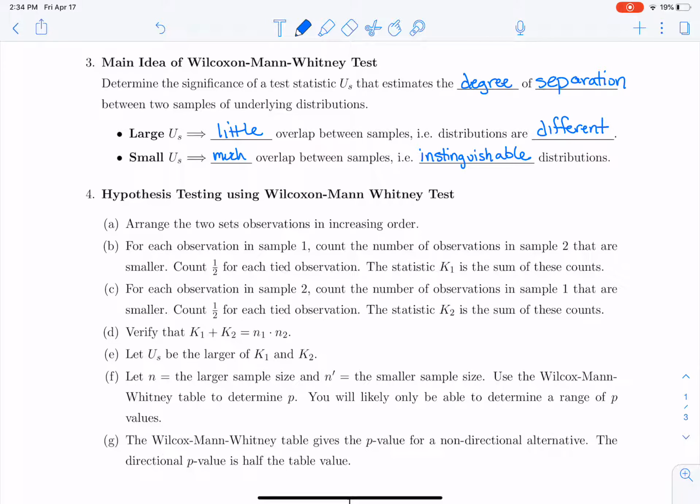So just like all of our other statistical tests, we're going to be looking for a large test statistic to tell us whether there's a small probability of rejecting the null hypothesis given that it's true. On this page, I've outlined the steps for doing the Wilcoxon-Mann-Whitney test. But instead of me reading through each one of these steps, I think we should look at an example.